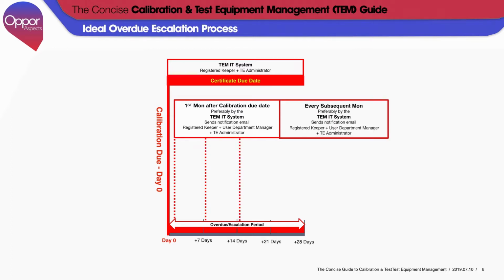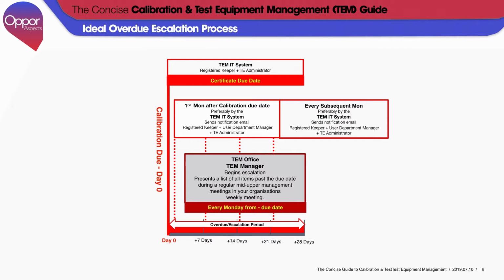The registered keeper could be ill, could be on long-term sick. Every subsequent Monday after the first Monday after the calibration due date, the same thing happens. This is basically a chase around for the item to make sure the processes aren't in danger. Remember, ideally after day 0, everything that the test equipment measures or the asset takes account of or takes data for is negligible and shouldn't be allowed.